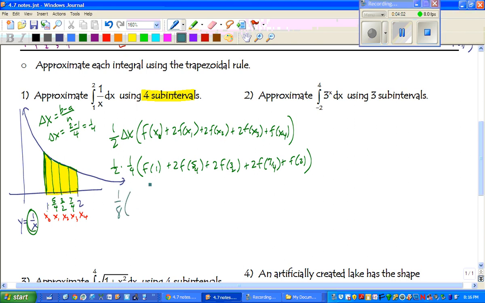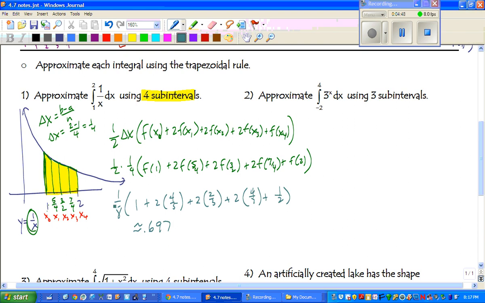So you get 1/8 out in front, f of 1, if we put 1 in there, we just get 1, plus 2 times f of 5/4. If we put 5/4 in here, 1 over 5/4, that just means the reciprocal of 5/4, right? 1 over x is the reciprocal of x. So that's going to be 4/5 plus 2 times f of 3/2. We put 3/2 in there, we're just getting the reciprocal, which is 2/3, plus 2 times 4/7 plus 1/2. So we can add all of these up here. And if you add all those up, you get approximately 0.697.